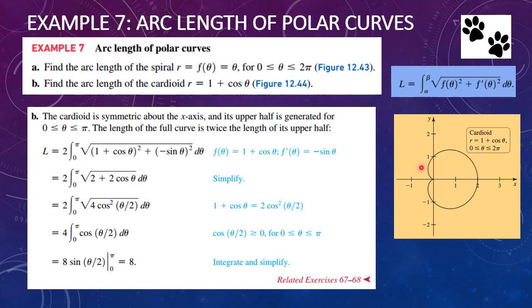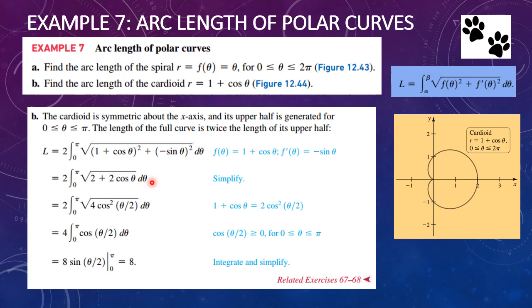Notice what we're going to do here. We're going to calculate the arc length from 0 to pi, and then multiply it by 2, because the length above is the same as the length below. So we get 2 times the integral from 0 to pi. And again, we have 1 plus cosine theta squared, plus negative sine theta squared. When you multiply this out, notice you're going to have a cosine squared plus a sine squared, which will reduce to 1. And it all reduces to the square root of 2 plus 2 cosine theta d theta.